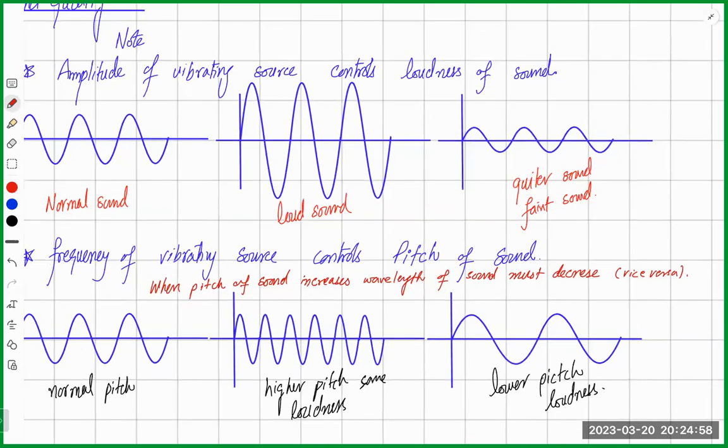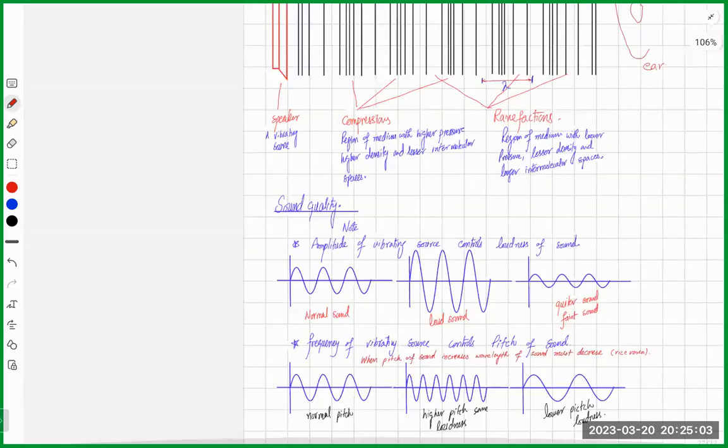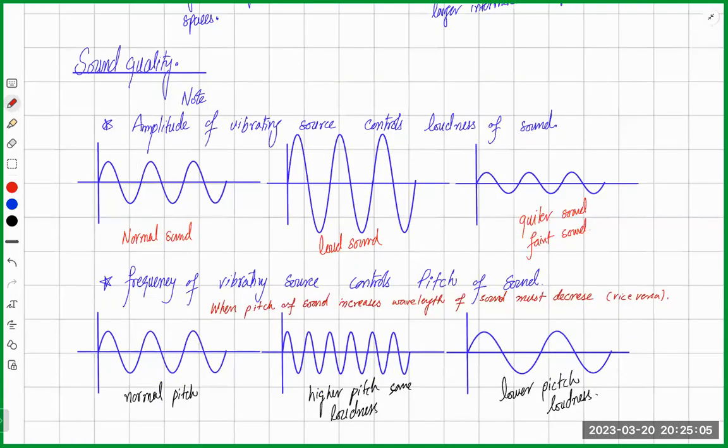So I hope you understand that the quality of sound in O levels will mean the loudness of sound, how loud a sound is, and what it depends on. It depends on frequency, amplitude of the sound. And second thing is pitch of the sound. Pitch of the sound depends on frequency of the sound. High frequency, high pitch, low frequency, low pitch.